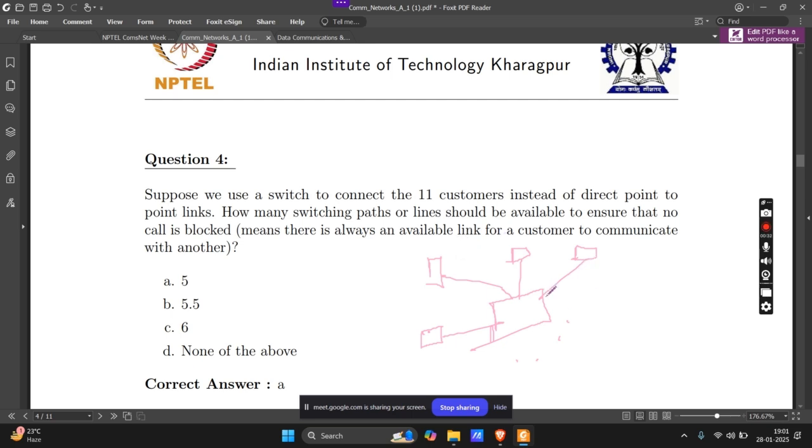So one person calls here and here. If A calls B, two links will be used, right? Suppose this is A, this is B. A will directly give it to the switch and the switch will give it to B. So for A and B to communicate, how many links are needed? Two links for one call.